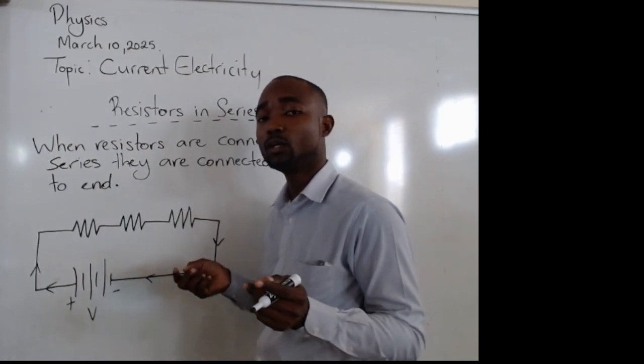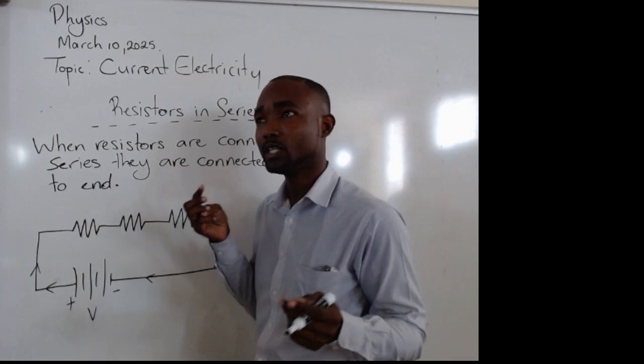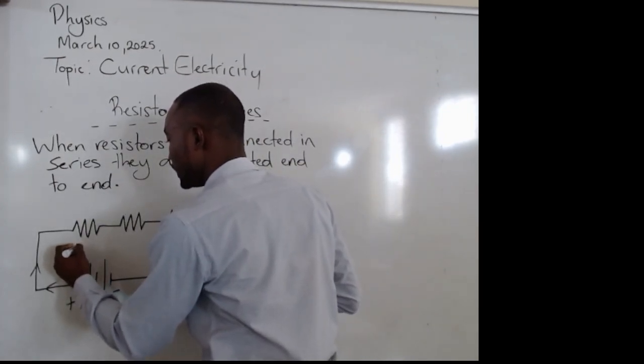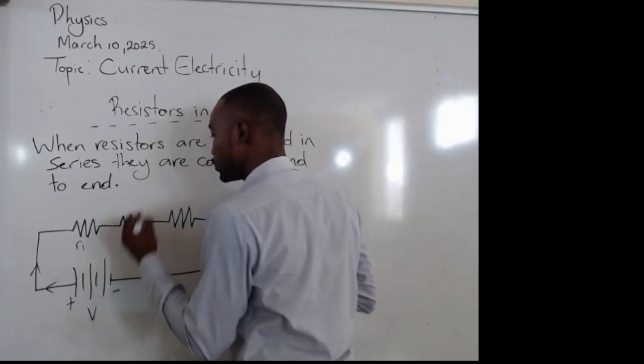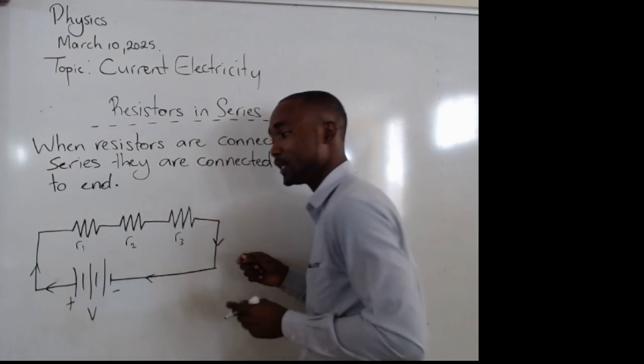Now we have three resistors. What we're going to do is label each of them. Because we have three, we're going to give each of them a number. So this first one, I'm going to call it R1. The second one, I'm going to call it R2. This is the third one, I'm going to call it R3.